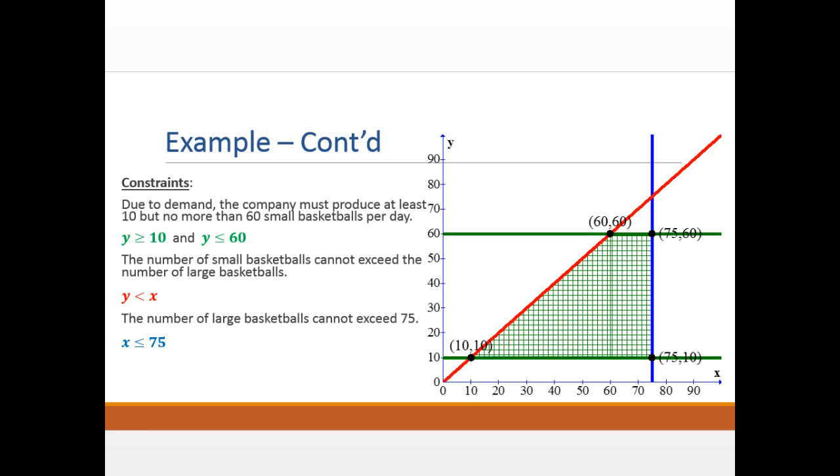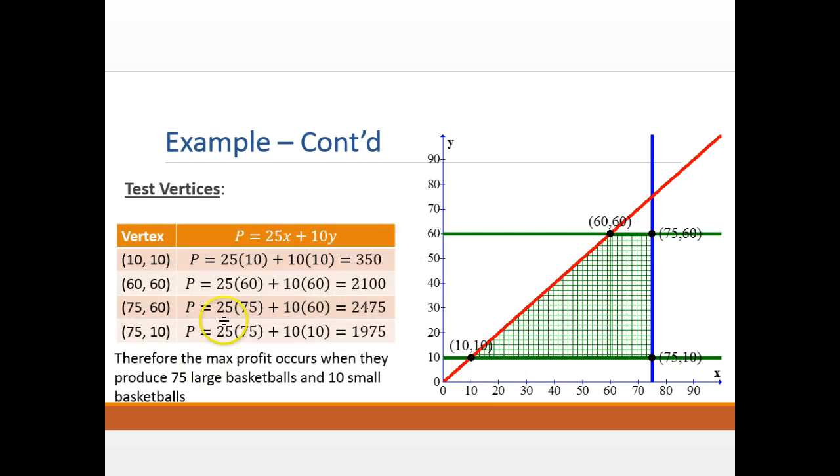Now we need to make our table. We need to identify our vertices. These are where the lines intersect. They intersect here at 60, 60, because this is the line Y equals X, and this is the line Y equals 60. This is the line Y equals 10, and this is the line Y equals X, so this is 10, 10. This is the line X is 75, so I have 75, 60, and 75, 10. So I now have all my vertices, and we make our table.